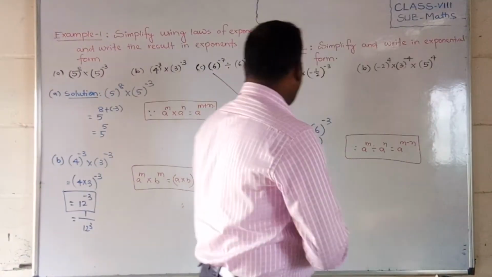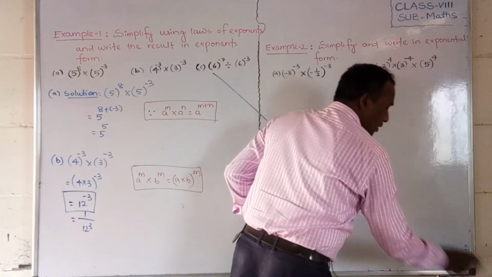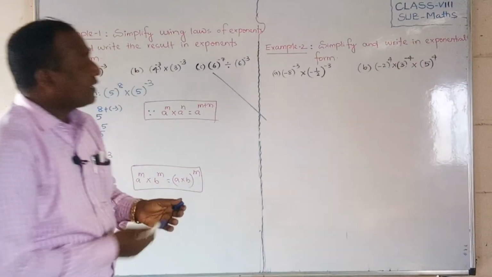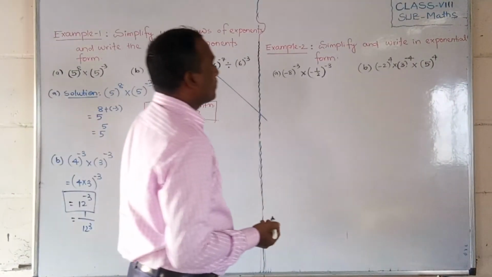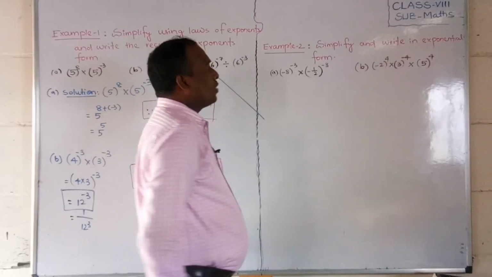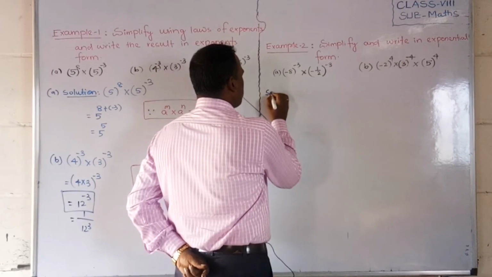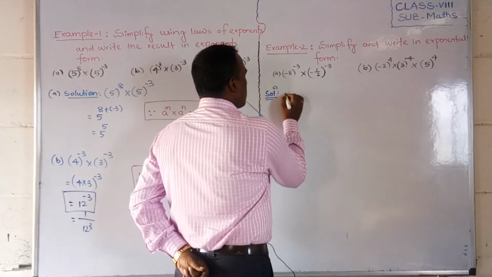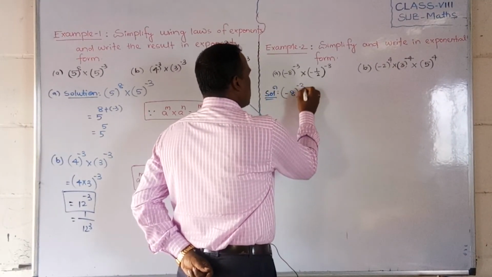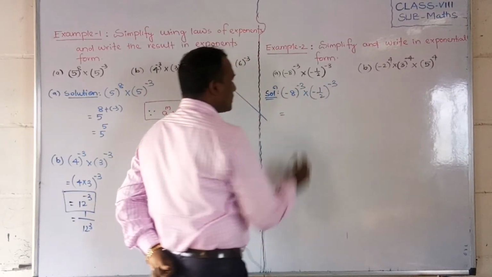Now, the second example, students, I will explain to you. Now look here, students. Simplify and write in exponential form. So first of all you have to simplify, then after that you have to write in exponential form. So how will we solve that? See, minus 8 power minus 3 into minus 1 by 2 whole power minus 3. What will we get as the answer?